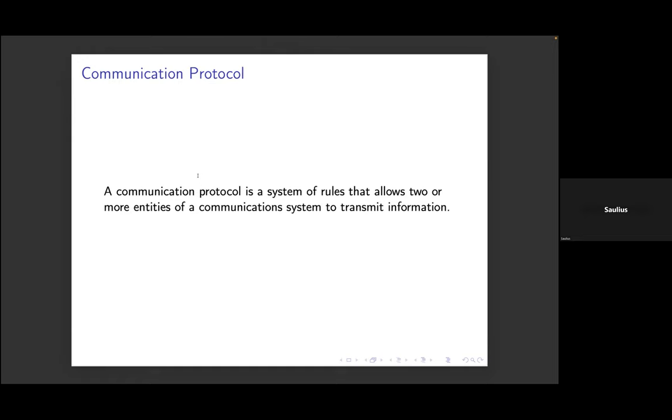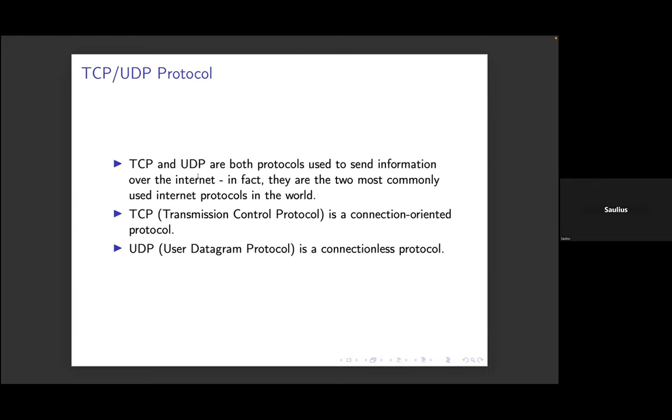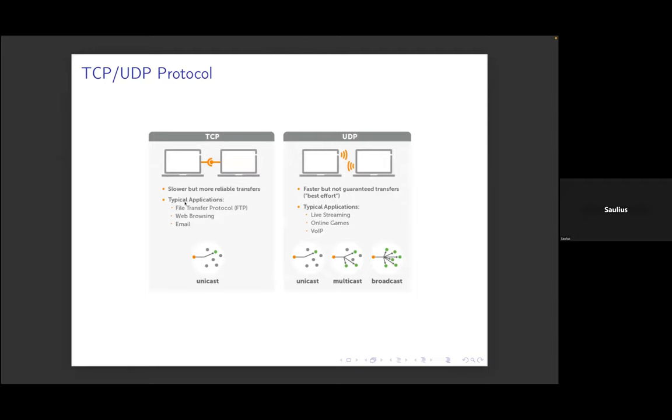Communication protocols. I assume you know what communication protocols are, but if not, a communication protocol is a system of rules that allow two or more entities of a communication system to transmit information. And we have two most popular protocols, which are TCP and UDP. They account for most of the internet packet transmissions. TCP is connection oriented. So TCP is more about connecting to one person and having a connection between you. We use it mostly for file transferring, web browsing, and emails. UDP can be used the same as TCP where you connect to one person, but there are other features such as broadcasting and multicasting.